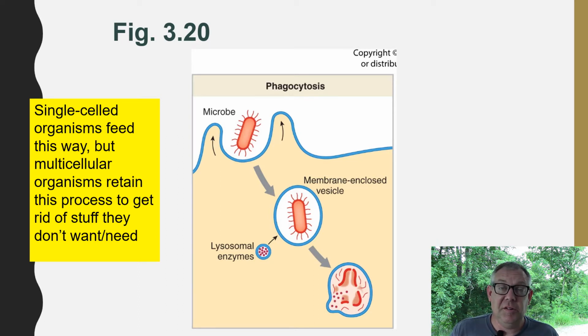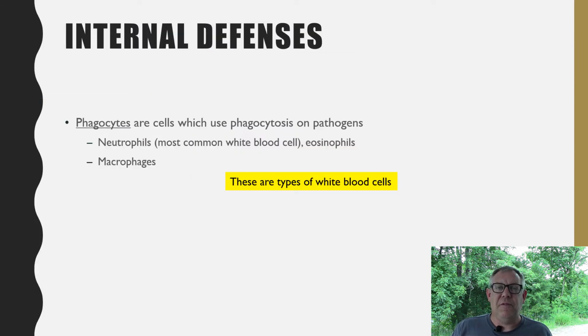Now this is how single-celled organisms feed, right? So they just engulf other things and then use lysosomes. And so then when multicellularity evolved from single-celled organisms, this trait was retained, and then it became part of the immune system. And so in the immune system, in humans, phagocytes are cells that use phagocytosis on pathogens. And there are a few of these different kinds of cells whose job it is to go and surround the pathogen and then digest it.